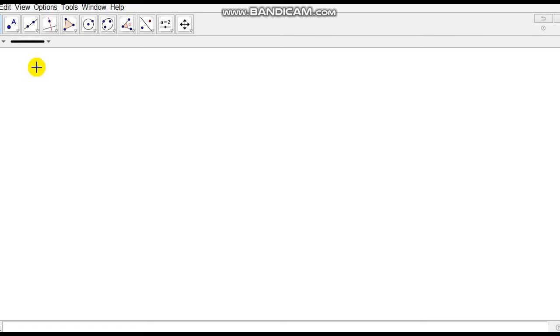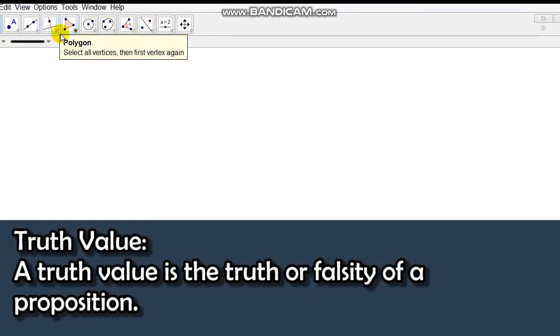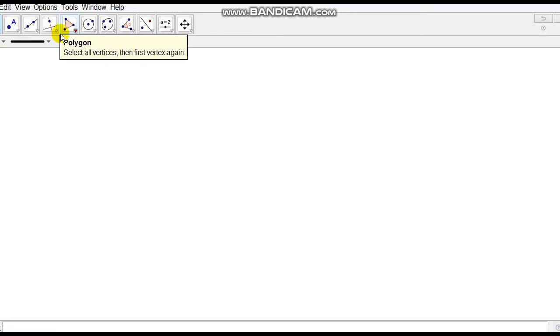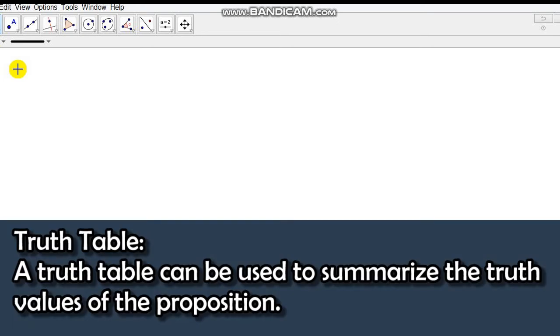Hey everyone, today we're going to discuss the truth values of a compound proposition. Whenever we talk about the truth value, it is the truth or falsity of a proposition. Here we determine whether a statement is true or false. Remember, a proposition can only be either true or false, but not both. In order for us to determine the truth value of a statement, we make use of a truth table. The truth table can be used to summarize the truth values of a proposition.